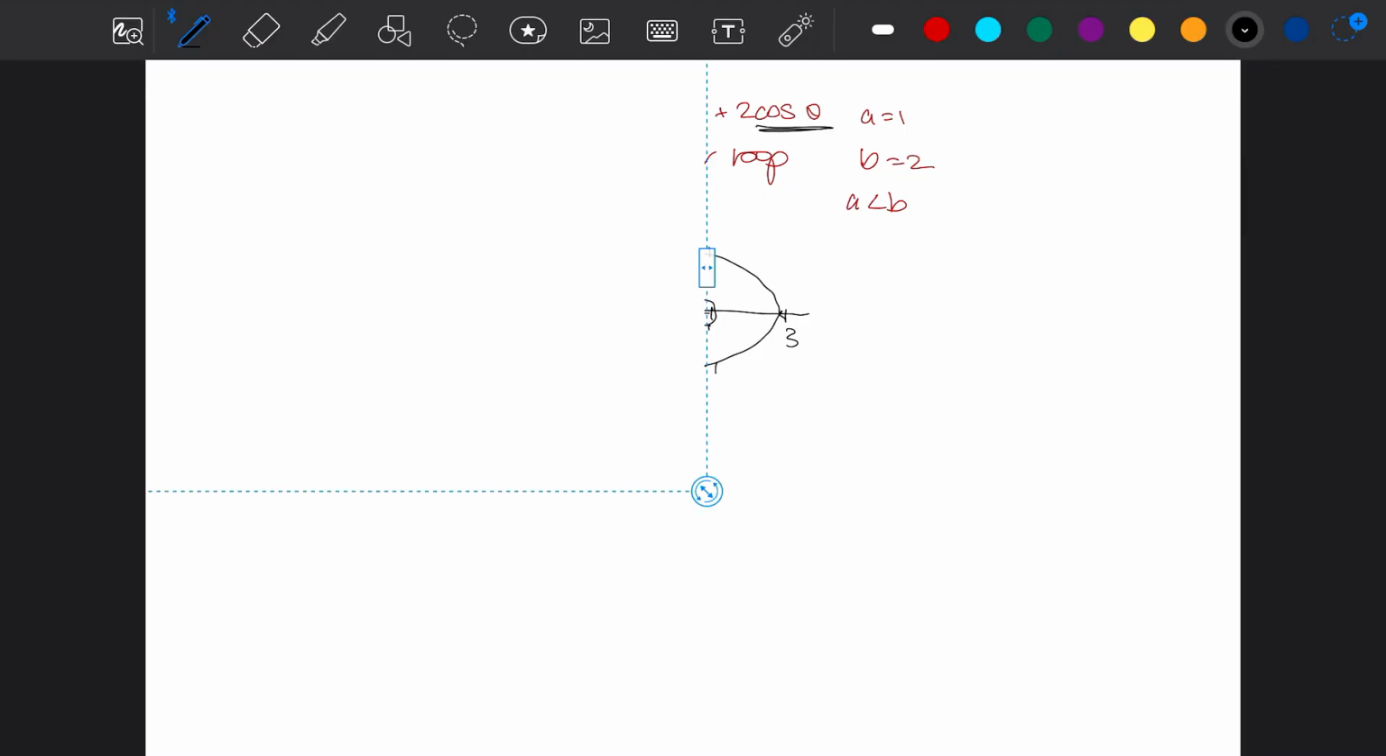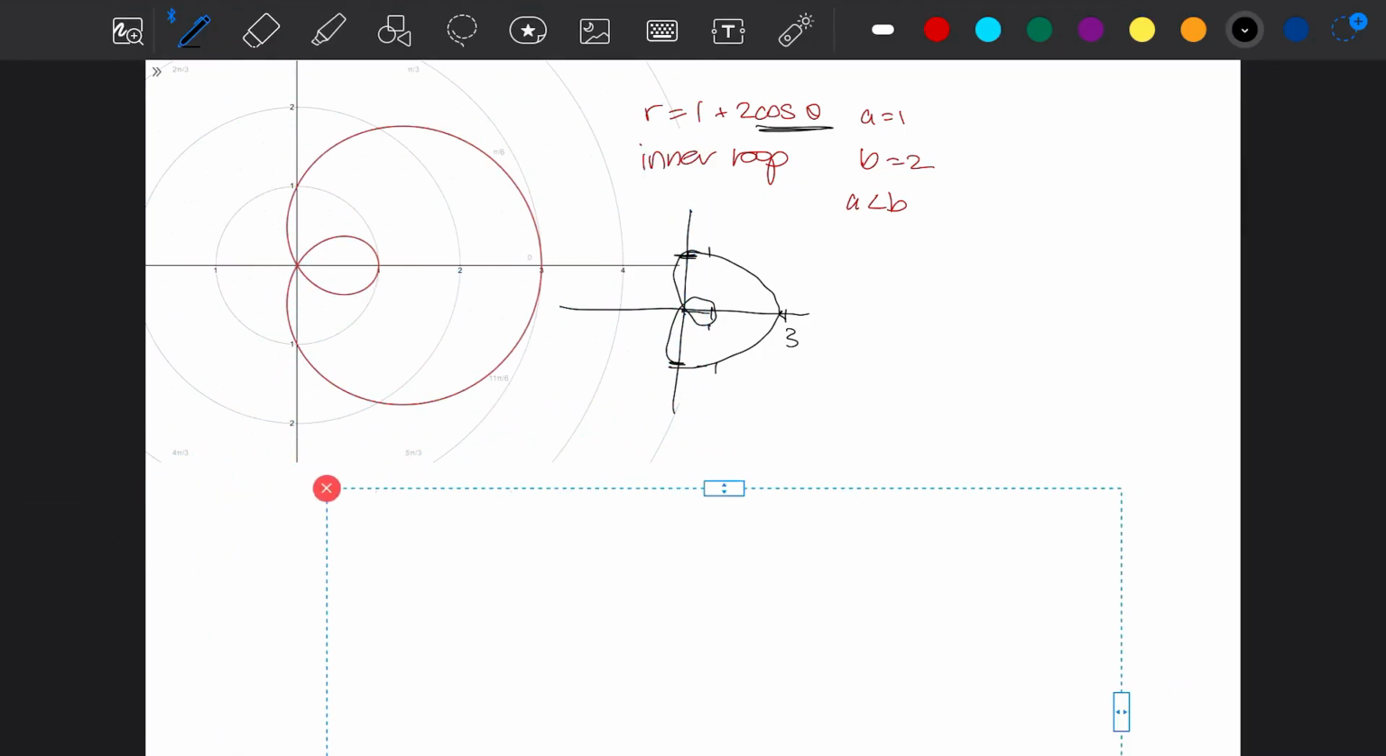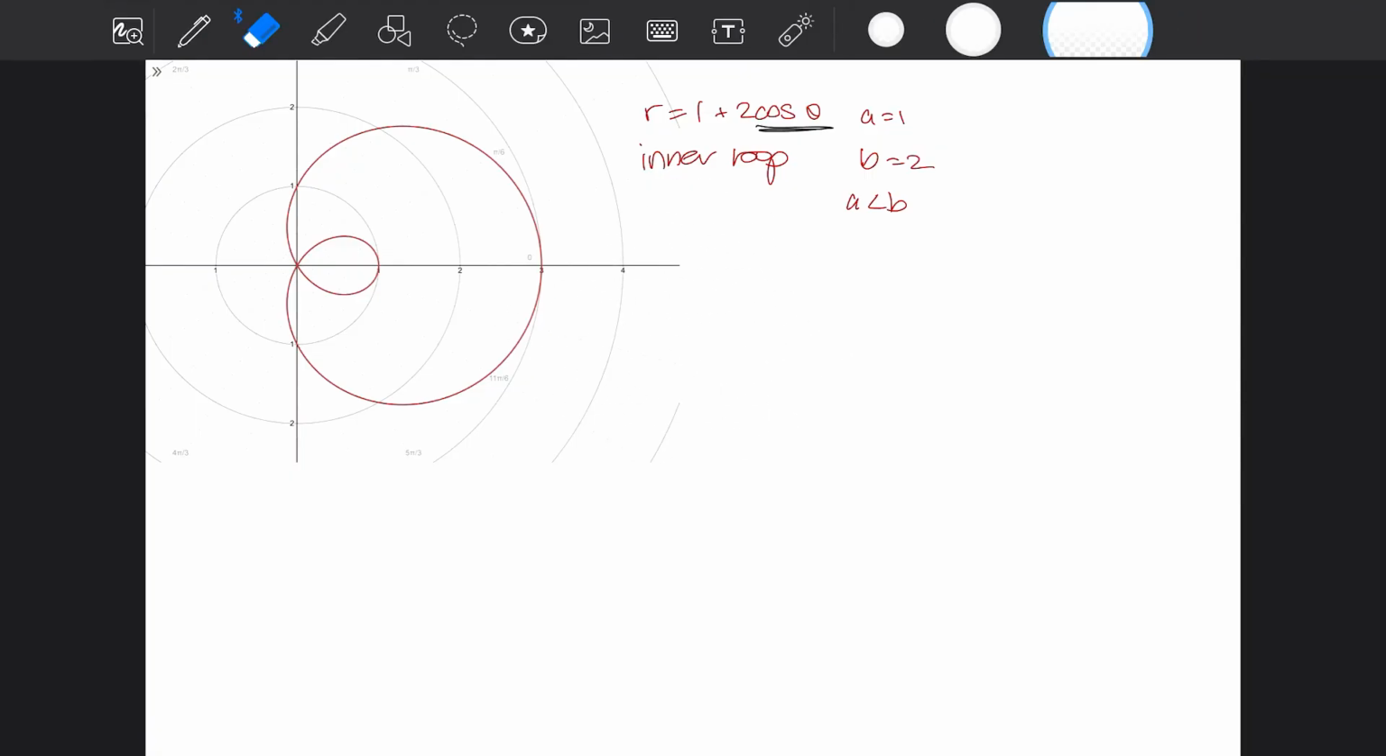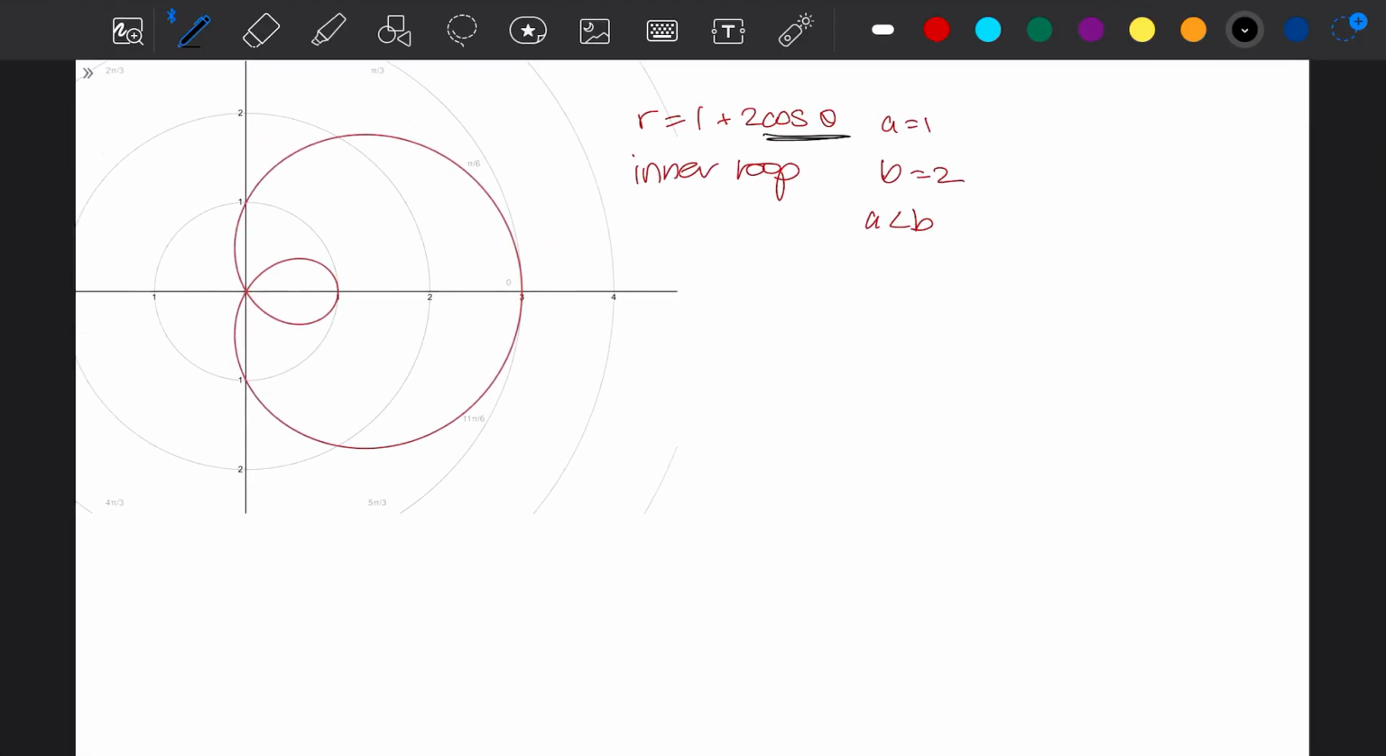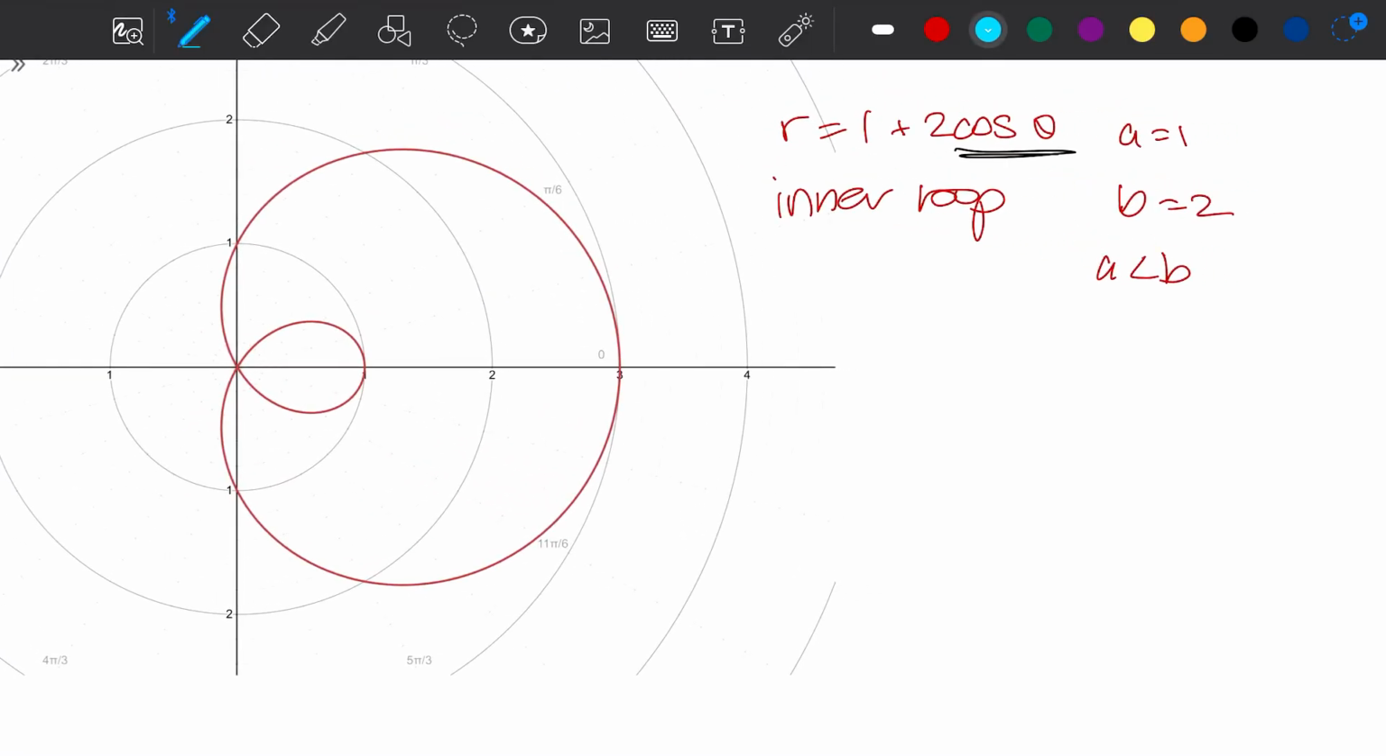But now what we're going to take a look at is I'm going to show you what the actual graph looks like. Okay, I'm going to just erase all that. This is what your graph looks like. So when you're finding the inner loop, it's going to be that. Okay, so all of that.